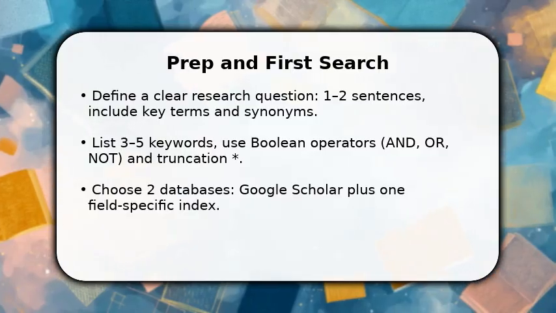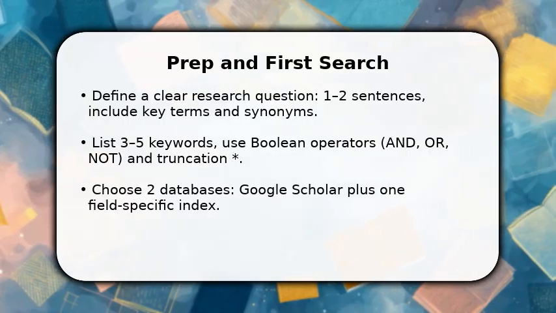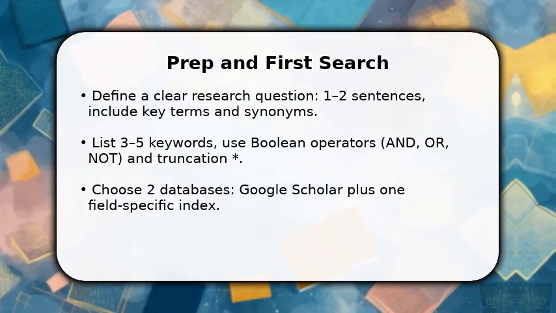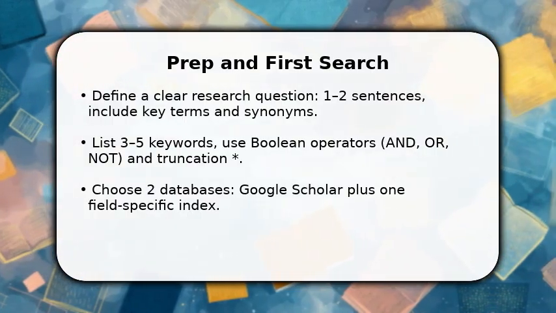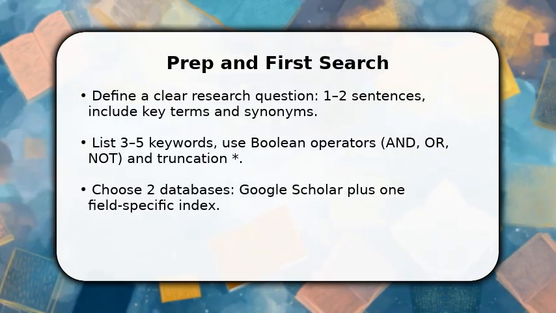You start by sharpening your question into 1 or 2 sentences so searches stay focused. Once done, convert that sentence into 3-5 keywords and add synonyms. Use AND, OR, or NOT to combine them. Make sure to include truncation or wildcards to capture variance.